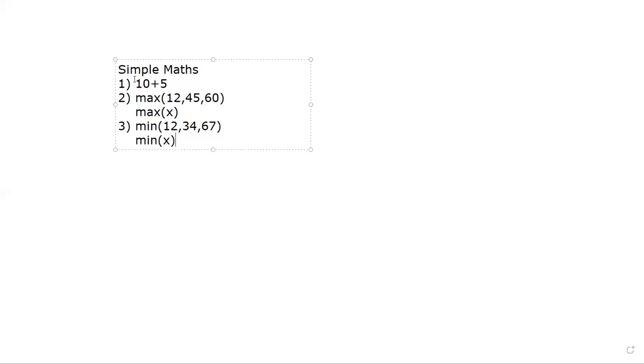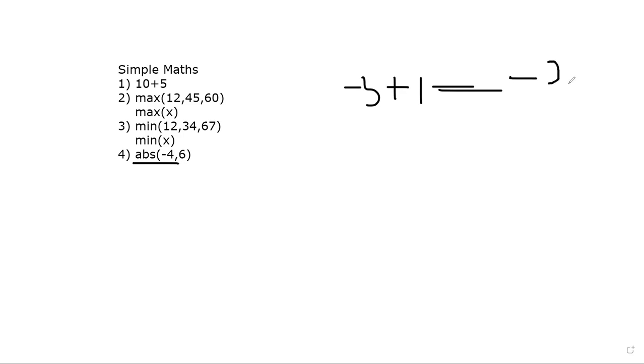Now, I want to find out the absolute positive value. So what I'll do, I'll write down, suppose 4 and 6. So the absolute positive value, I think we are all aware of it, but I'll explain once. Absolute positive value means what? Suppose -3 plus 1. So the answer of this is -2, right?